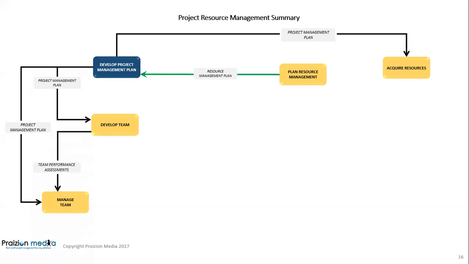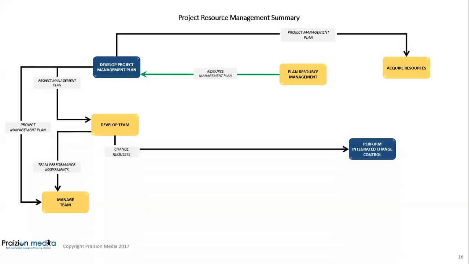Now, there's a feedback loop between develop team, where we train the team, coach the team, and manage team. And that feedback loop, as you see on the screen, is team performance assessments. And this is where you assess the team after training. And that information goes into manage team so that you can give them feedback as the project manager or whoever is leading the team. Develop team also gives change requests, and that becomes an input to perform integrated change control.